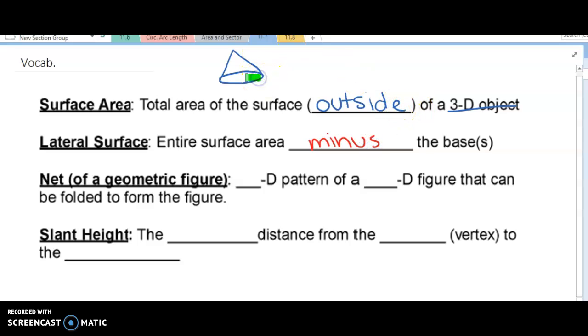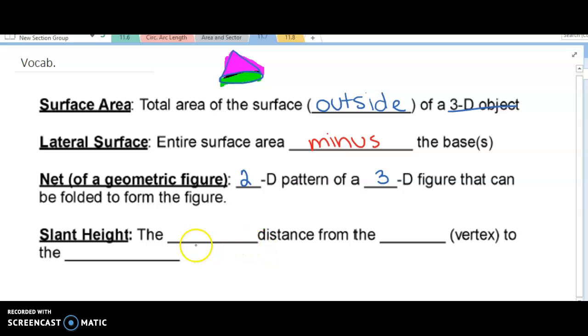So if this would be the area of the base right here, then the rest of it would be the lateral surface. Just think of it as the entire surface area without the bases. A net, you guys played with nets back in middle school. It's just a 2D flat pattern of a three-dimensional figure. Think of cubes: all these different squares that when you fold them up form a cube. That would be a net of a cube.